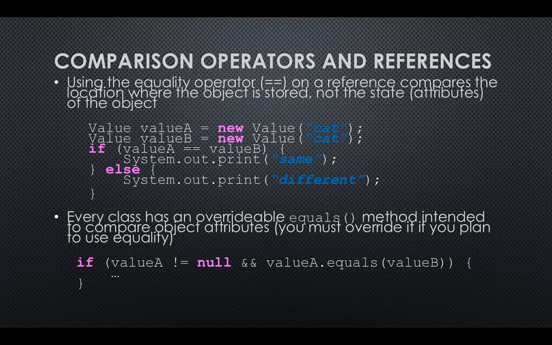So if I wanted to actually compare that value A and value B had the same state, I would do it this way. First, I have to make sure value A is not equal to null. If I try to invoke any method on a null reference, I'll get a null pointer exception. So if this expression evaluates to true, and the logical AND evaluates left to right, and the right-hand value evaluates to true, I'm going to perform what's inside the curly braces. And here, I'm going to invoke the equals member of value A, and I'm passing it value B. So that's how equals will be able to compare the contents of value A and value B.